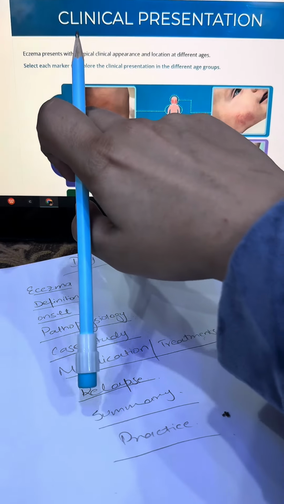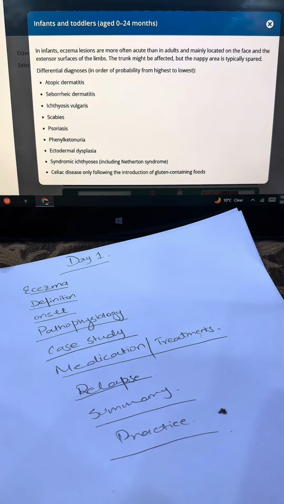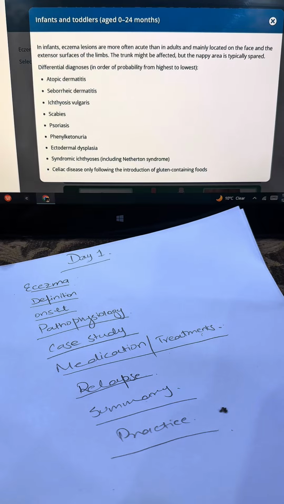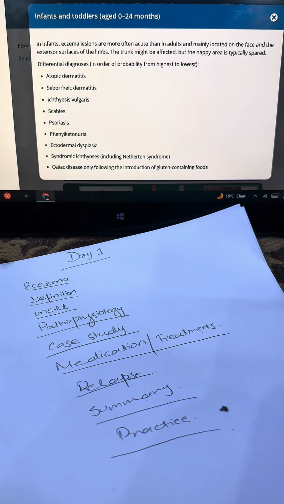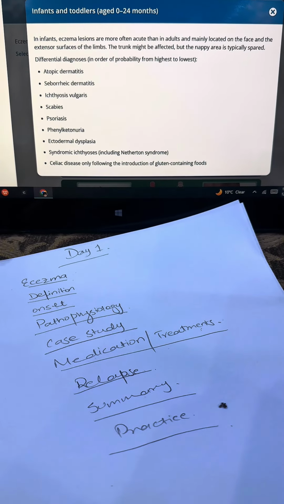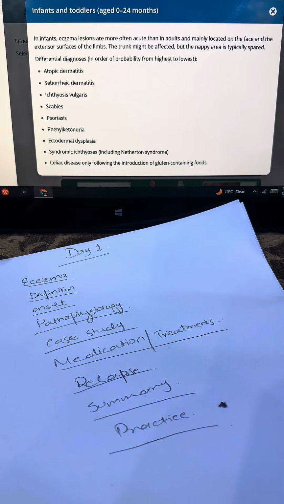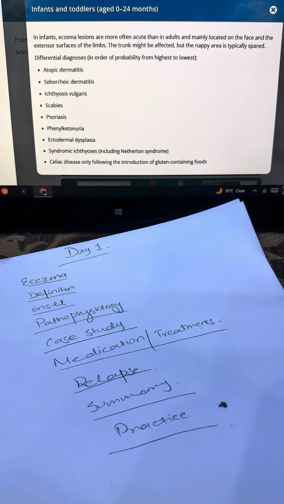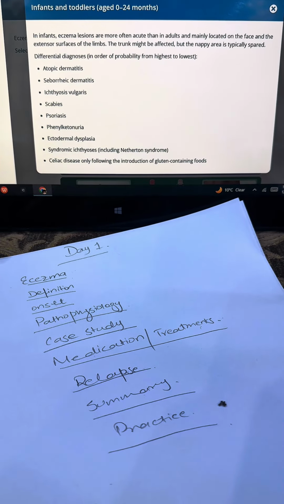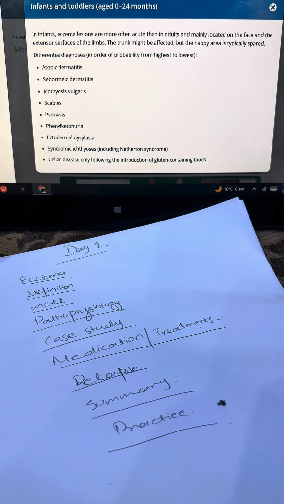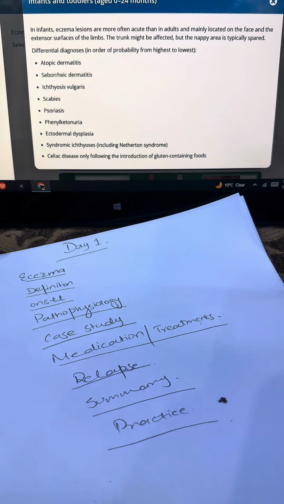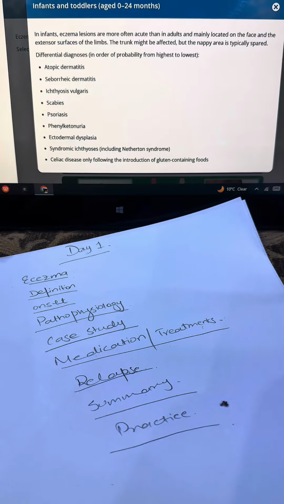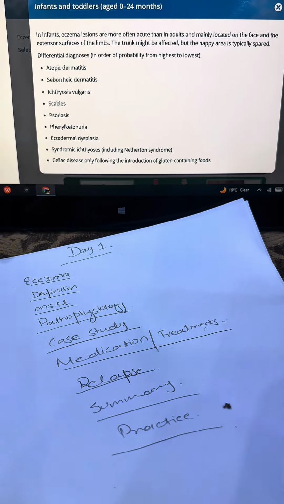First, we can discuss infants and toddlers, meaning 0 to 24 months of age. In infants, eczematous lesions are more often acute than in adults and mainly located on the face and the extensor surface of the limbs. The trunk may be affected, but the nappy area is typically spared. Okay, the differential diagnosis from highest to lowest.